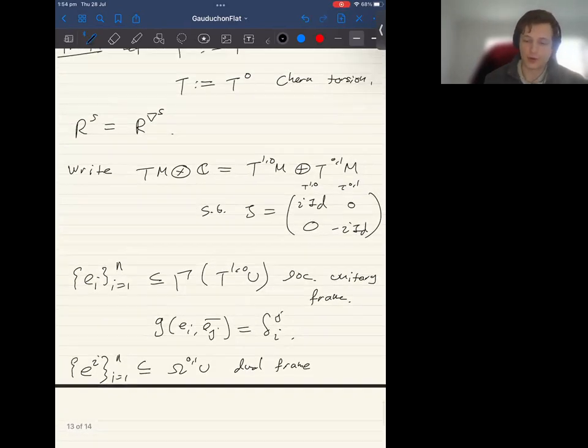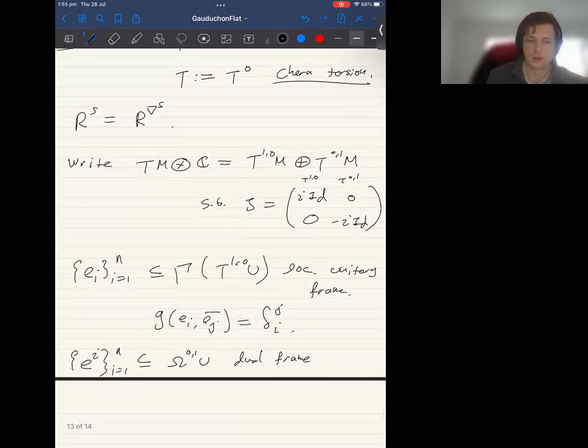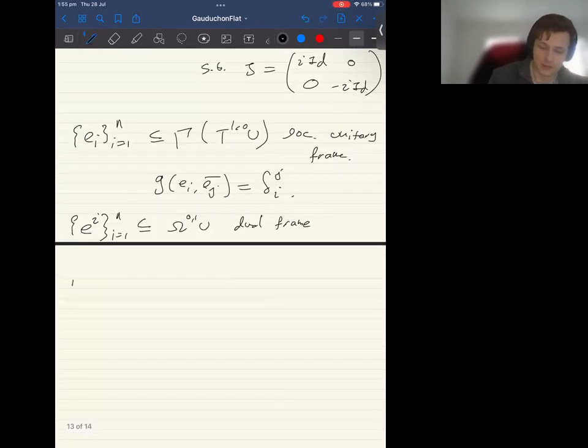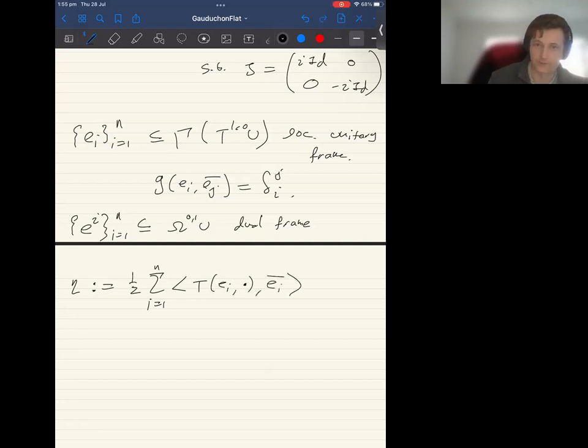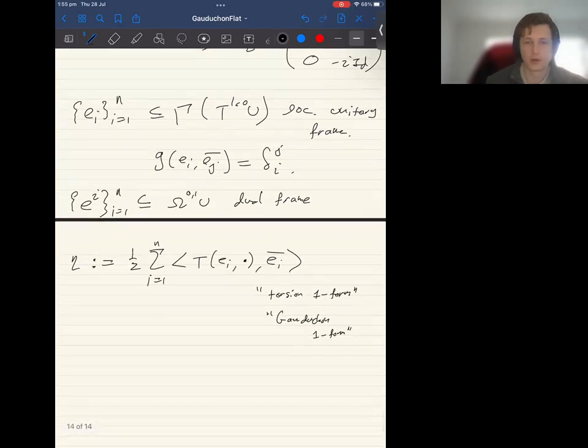One component of the Chern torsion that's going to be very helpful to us is what we call the torsion one-form. This is just the trace of the torsion. By convention, we take a half, sum from i equals 1 to n, take the torsion, leave the second slot open, and trace over the first slot. This is the torsion one-form, sometimes called the Gauduchon one-form.